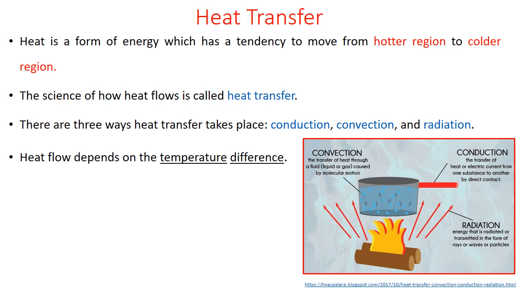Basically there are three ways: conduction, convection, and also radiation. Of course, the heat flows only if there is a temperature difference between the hot region and the cold region. So that is the basic concept of heat transfer. You can see a diagram here.